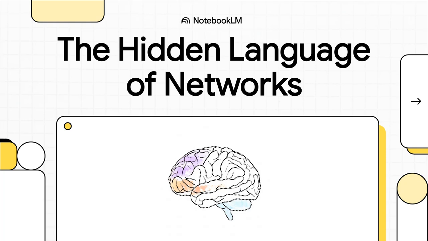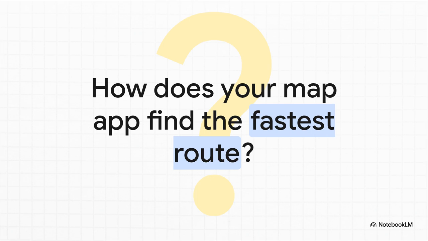All right, today we're going to decode a hidden language. It's one that powers pretty much our entire world, from the GPS in your car to the very structure of the internet itself. Think about it for a second. You pull out your phone, you're stuck in traffic, and in moments, it figures out the absolute fastest way to get you home through this insane web of streets. How on earth does it do that?